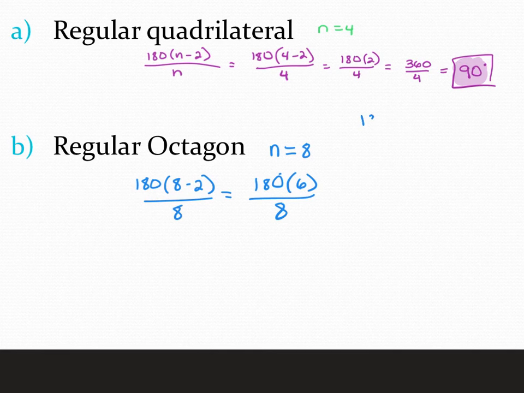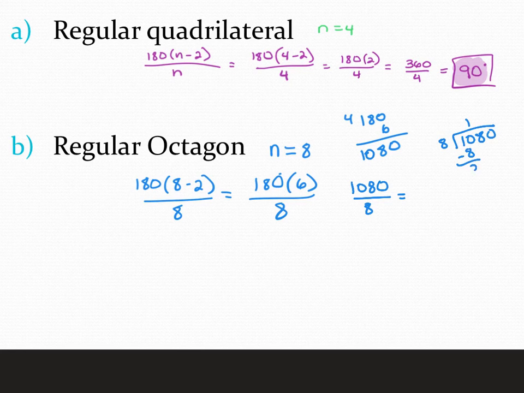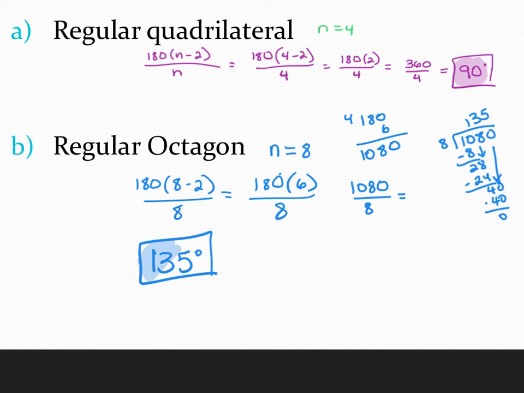So if I kept going and I did 180 times 6, it'd be 0 and then another 8, 0, 1. Nope, not 12, 10. There. 1080, and then that I would take and divide by 8. So I would do 1080 divided by 8, which is once, 3 times, 5 times. So each one would be 135 degrees. How many of you got it wrong? How many of you got it right? Raise your hand if you got it right.